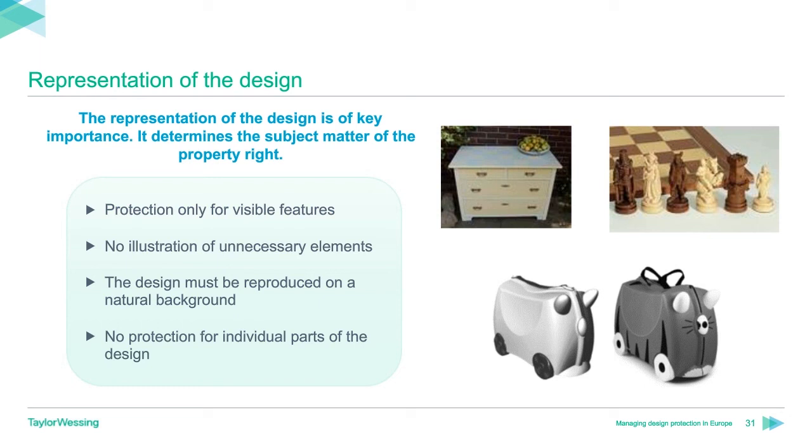So when you look at this cupboard as well as the chessboard, you immediately have a couple of questions at hand. First of all, is this bowl of apples part of the design? Or if you look at the chessboard, what exactly shall be protected? Is it one of the figures? Is it the figures in combination with the chessboard? So these designs make it almost impossible to define the scope of protection.